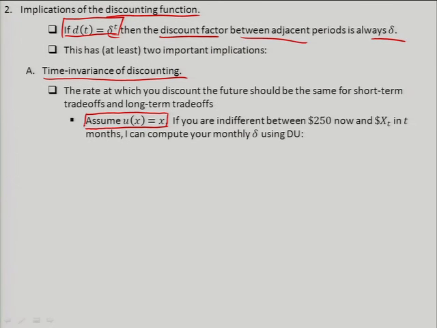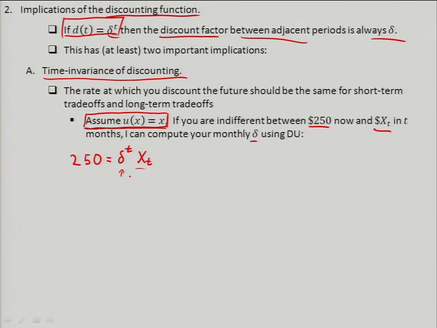Okay, so if I assume a linear instantaneous utility function, and I'm indifferent between $250 now and some number of dollars x_t at some future time period t, then I can compute your monthly delta. I'm assuming that t is measured in months here, using discounted utility theory. That indifference between 250 now and x_t in the future means that 250 is equal to delta to the t times x_t, right? Because you're getting 250 joules out of this, x_t joules out of that, and you're going to discount the future x_t by delta raised to the power of t, depending upon how many months out it is.